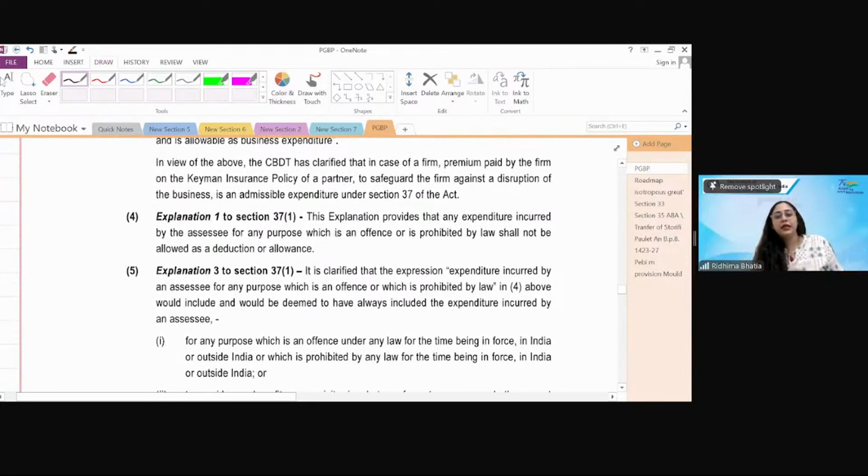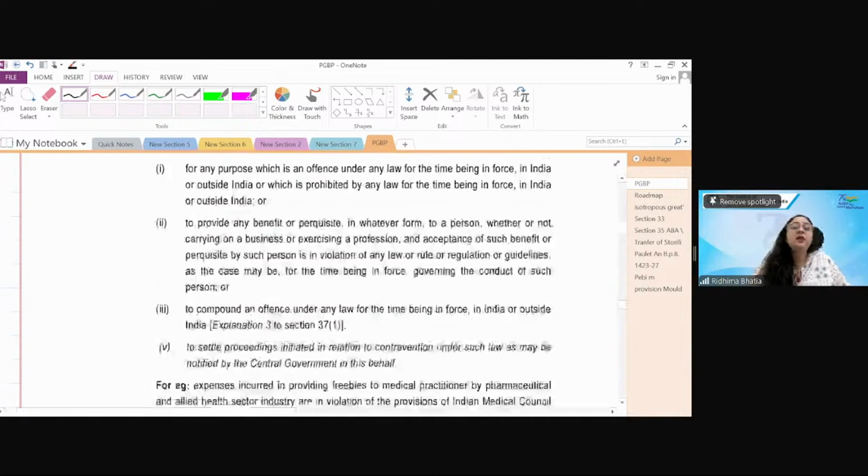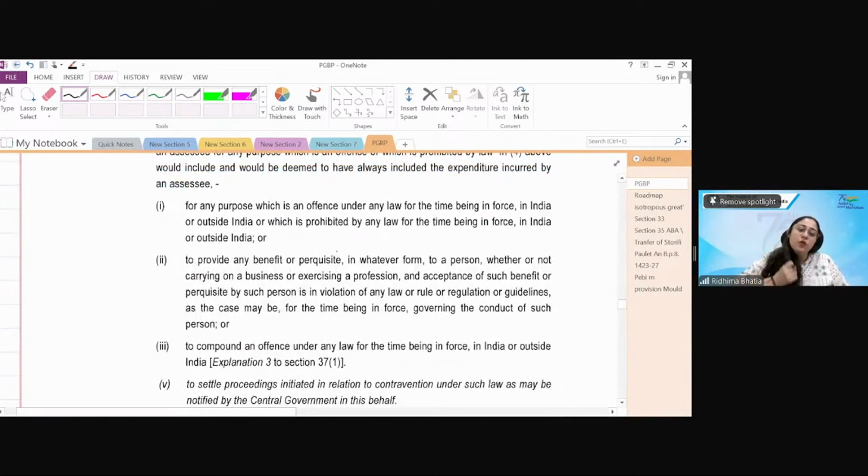Okay, there is a clear clarity that expenditures which are prohibited by law would not be allowed. Okay, and explanation 3 has clearly given the understanding of what you mean by prohibited by law. So anything which is not allowed or is an offense either in India or even outside India, that is not allowed. Or anything which would result in violation of any law or is violation of any guidelines or violation of any regulation, not allowed.